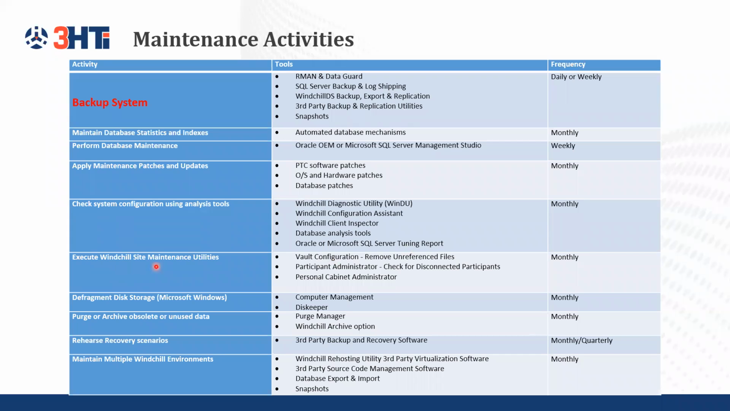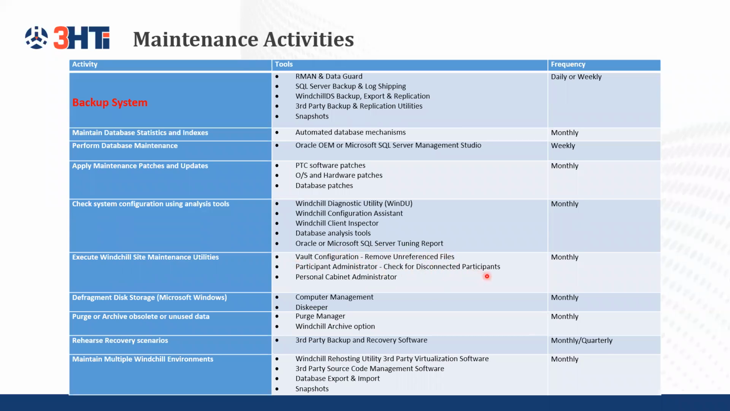Execute Windchill site maintenance utilities. This one can be pretty important, removing unreferenced files. That can help keep the size of the vaults down. That's basically what it does. Any files that are in the vaults that aren't referenced by anything will be removed.